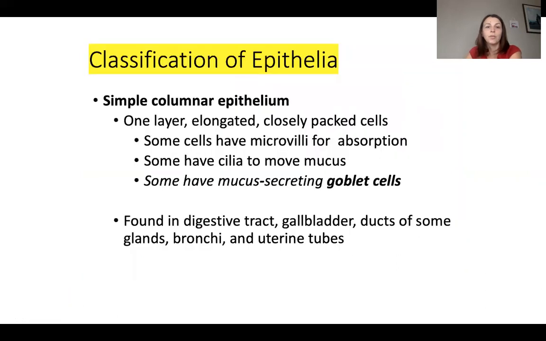Simple columnar: one layer, elongated, closely packed cells, typically. Some will have the microvilli, which are those hair-like projections to take things in. Some have cilia, the hair-like projections that move things out. And there are also some goblet cells, which secrete mucus, that can be located in this type of epithelia.